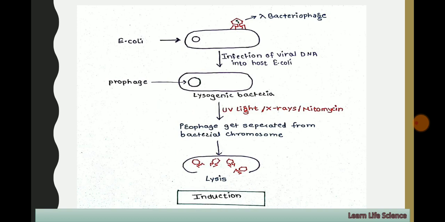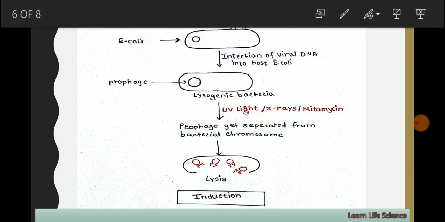Now, there is also one pathway which is called the induction pathway. In this pathway, lambda bacteriophage infects E. coli, the host cell, and after infection of the viral DNA into the host cell, it follows, for example, the lysogenic pathway that we are considering here. It integrates its genetic material with the host cell. Now if you expose this lysogenic bacteria to UV light, X-rays or mitomycin, the prophage gets separated from the bacterial chromosome and switches to the lytic pathway.